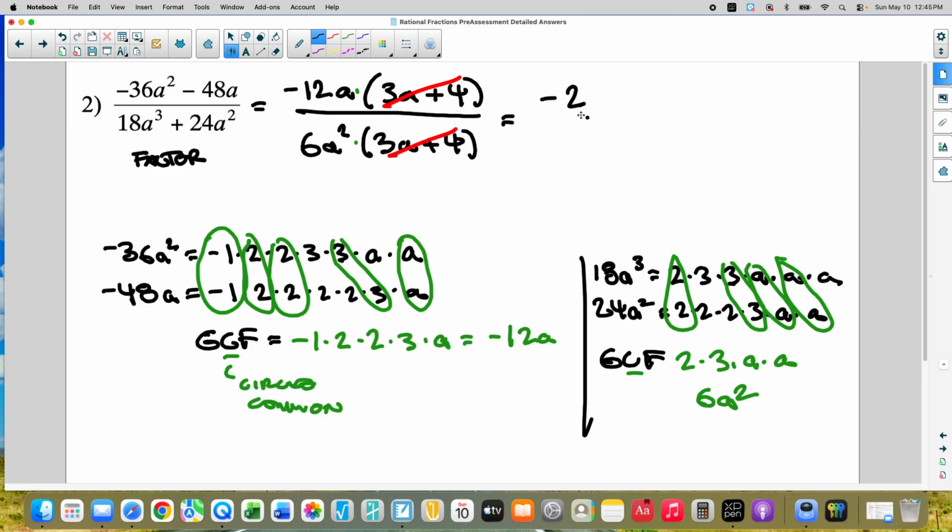A over a squared is a. So we end up with negative 2 over a. That's a good one. I like that problem.